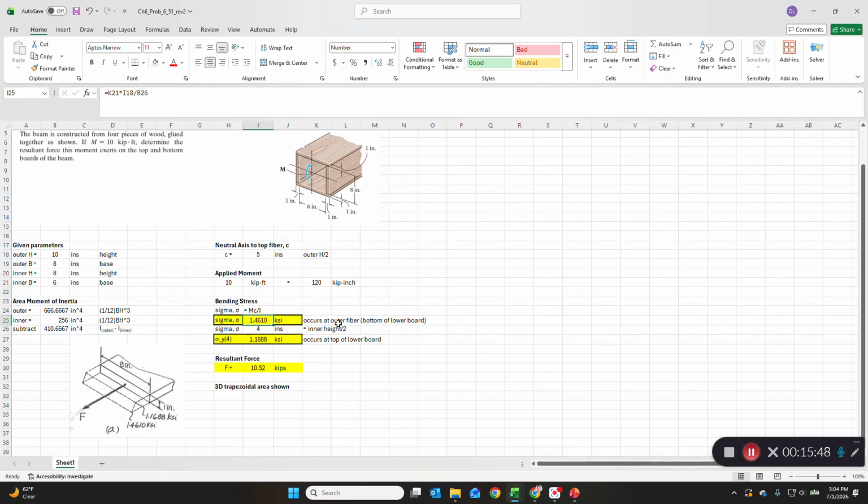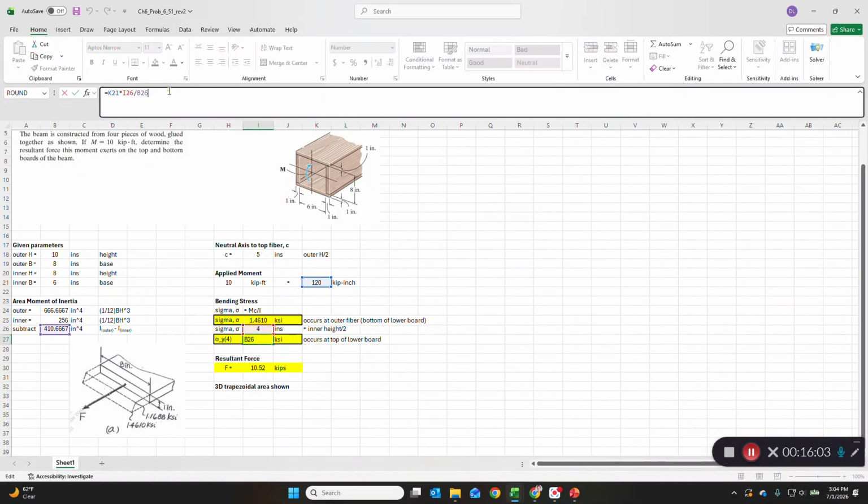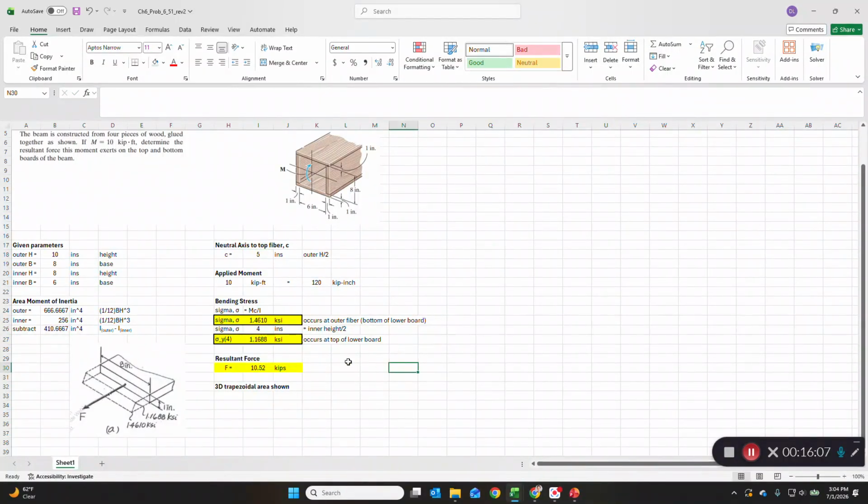the bottom of the lower board. All right. Then if we look at sigma at the 4-inch mark, which is the inner height divided by 2, we use the same calculation, but we get a different value, and this time C is going to be 4 instead of 5. Okay. So here are our two values calculated, and that occurs at the top of the lower board. So we have bottom of the lower board, top of the lower board, and that's shown in this illustration here on the left.